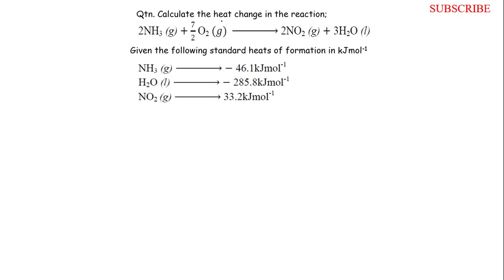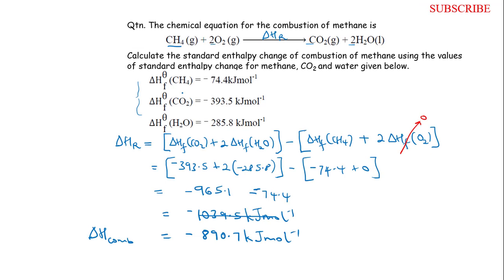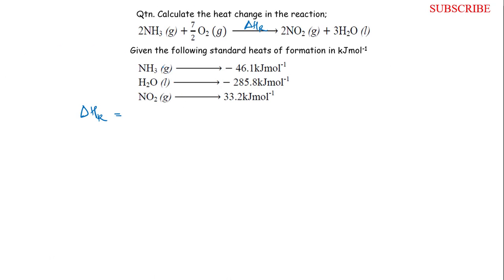Let's look at another example. We want to find the heat change of the reaction. So we want to find the enthalpy of the reaction. We have been given the following heats of formation of ammonia, water, and nitrogen dioxide. So the enthalpy change of the reaction will be equal to, still remember we are following our equation, the enthalpy of formation of products minus the enthalpy of formation of reactants. So our products, we have twice the enthalpy of formation of nitrogen dioxide plus 3 times the enthalpy of formation of water.